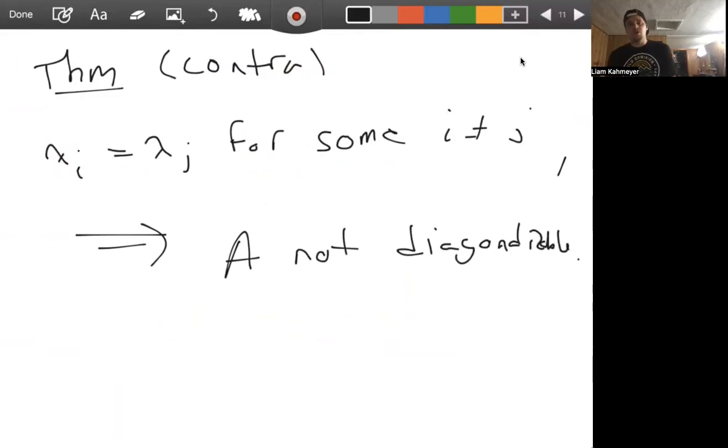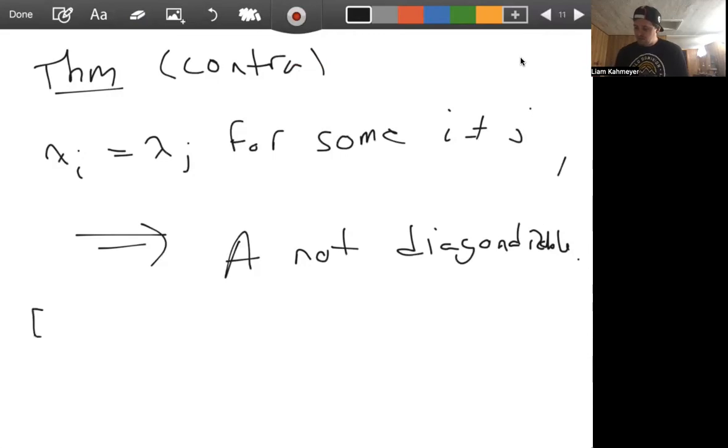So what we can do with the contrapositive is compute the eigenvalues of a given matrix, see if there are any repeated roots of your characteristic polynomial, and then that right there determines if your matrix is diagonalizable or not. So that's very beneficial.